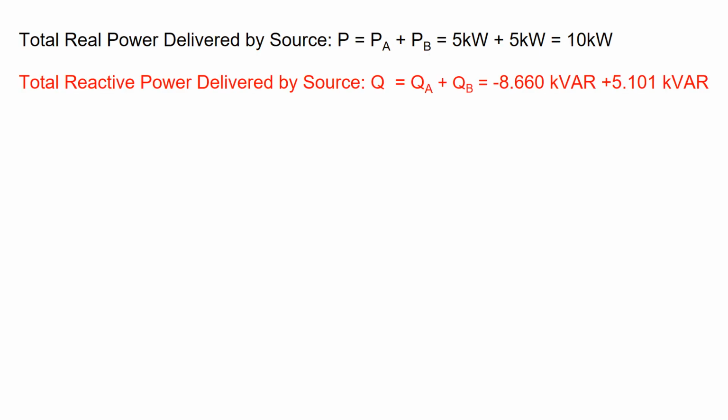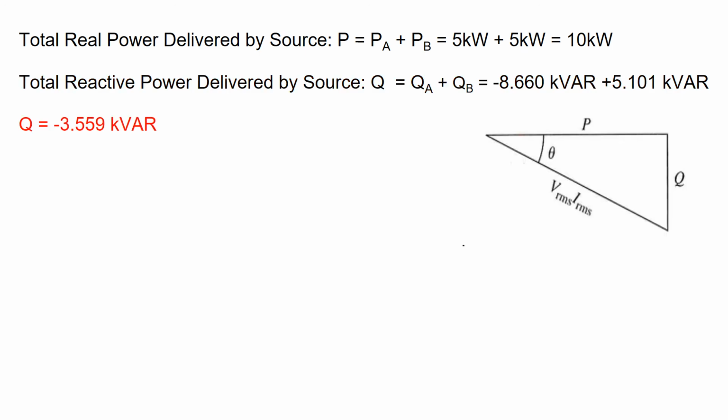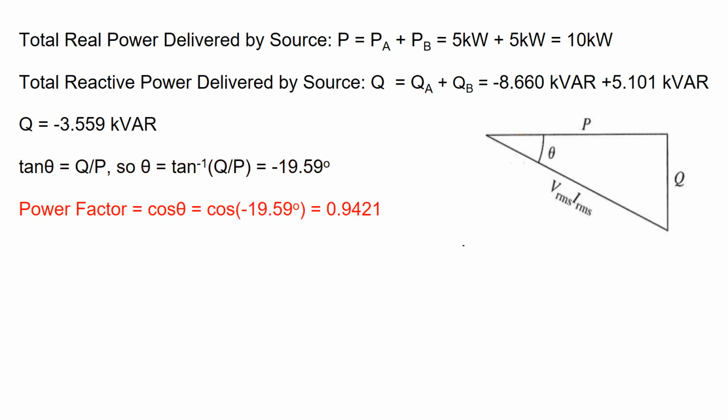To get the total real power delivered by the source, we can add up the power associated with the two loads. We add P_A and P_B, obtaining the total real power, 10 kilowatts. We do the same kind of thing with the reactive power, obtaining the reactive power delivered by the source, which is minus 3.559 kilovolt amperes reactive. The power angle is minus 19.59 degrees. And the power factor, the cosine of the power angle, is 0.9421.